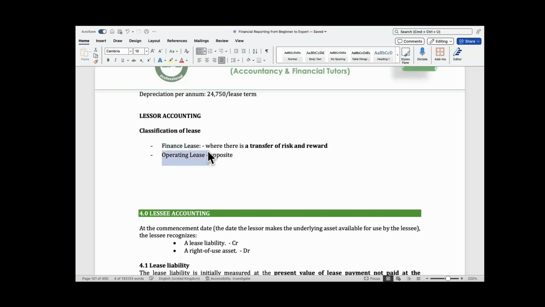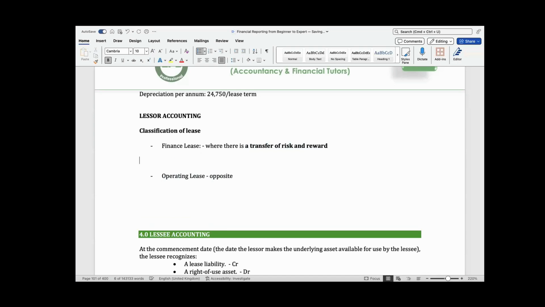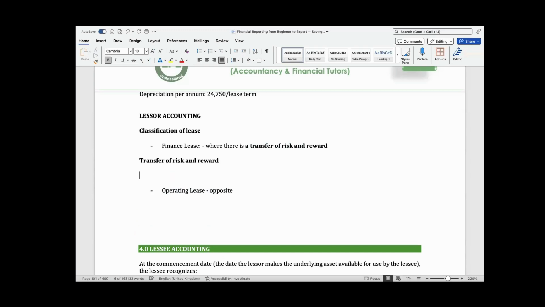But if it is an operating lease, in fact, he will not. We'll get to that fully later. But this brief explanation doesn't really help us in identifying a finance lease, because when you say there is a transfer of risk and reward, what do you mean by that? What shows that they have transferred risk and reward?